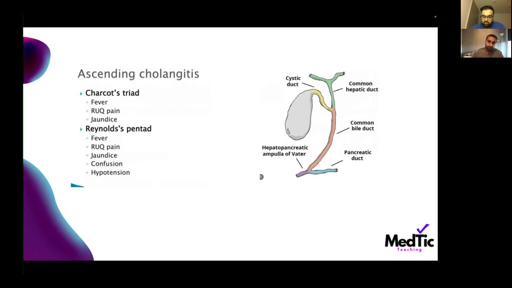So I just don't want you guys to get confused with ascending cholangitis, which presents with fever, right upper quadrant pain, but also jaundice. And we're moving away from Charcot's triad to now Reynolds' pentad, which presents with confusion and hypotension. The difference is in cholecystitis, you get blockage in this yellow tube here, the actual cystic duct. Cholangitis often presents in the common bile duct, which is why you get these slightly different symptoms. Cool, and next slide.